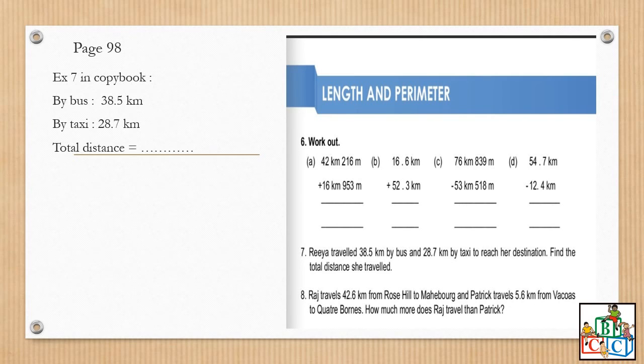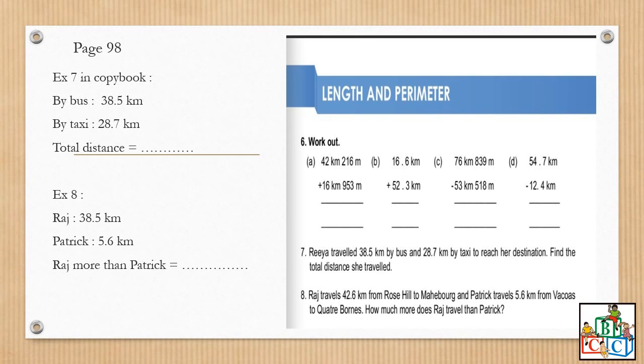Let us take a look. Work in your copybook. Number 7, 8 in your copybook. Not only will you be doing the calculation, but you are going to write as well, as this is a word problem question. You are going to write by bus 38.5 kilometers, by taxi 28.7 kilometers. So find the total distance. You already know that you have to add. You write the total distance. You are going to do your working. The same for number 8.